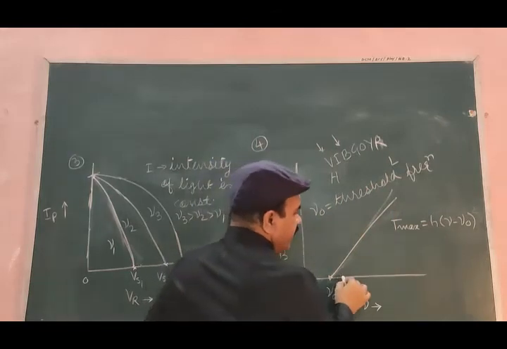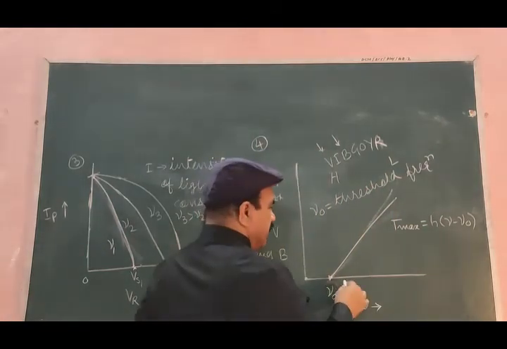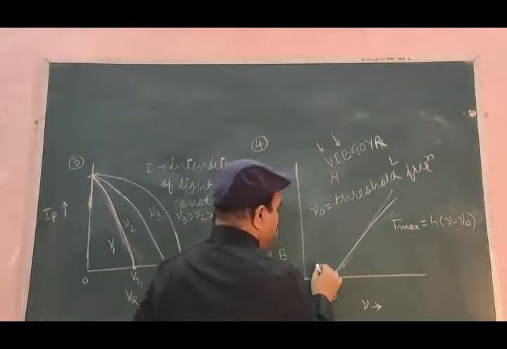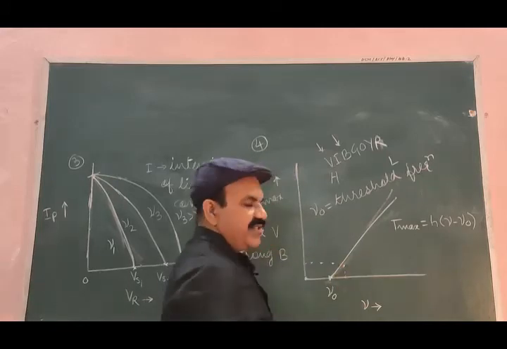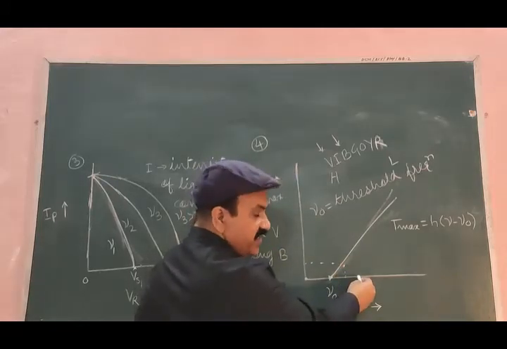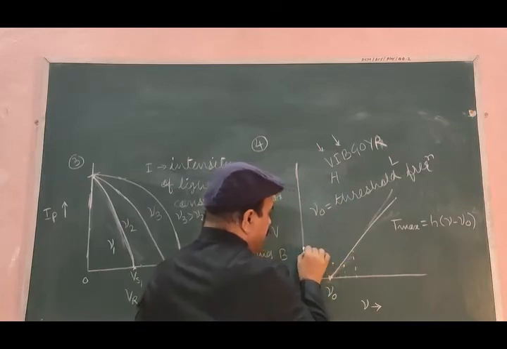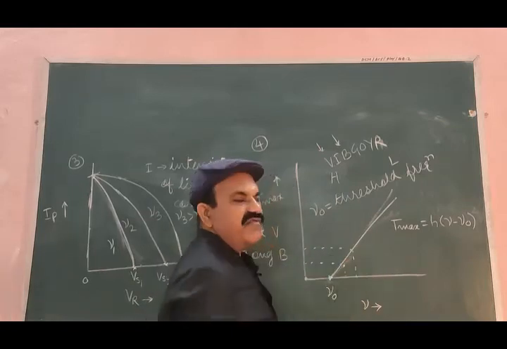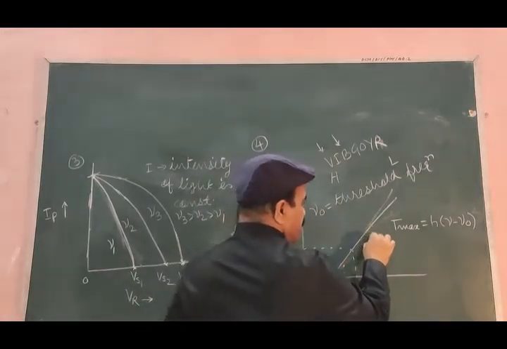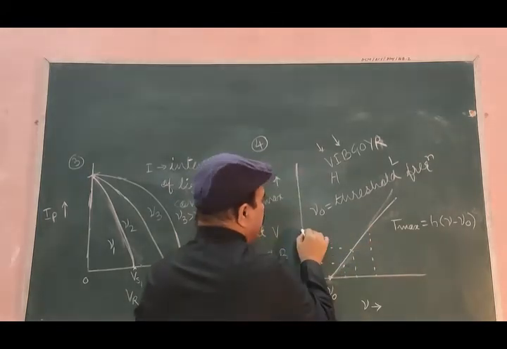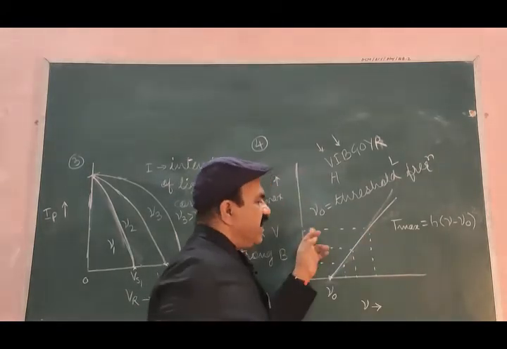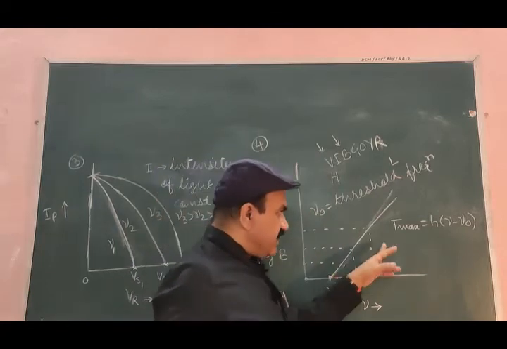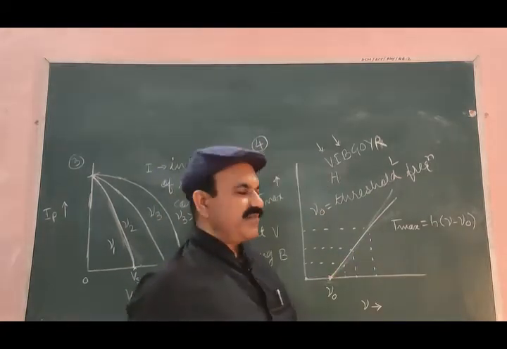This nu is any frequency more than nu 0. If we consider nu somewhere here, corresponding T max will be this. If we consider nu somewhere here, corresponding maximum kinetic energy will be this. If we consider the frequency nu somewhere here, corresponding kinetic energy will be this. This is represented by this equation.